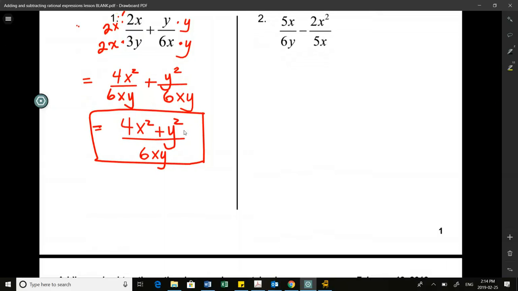I'm missing something. Zion? Restrictions. Yeah. So Zion, any idea what my restrictions would be here?